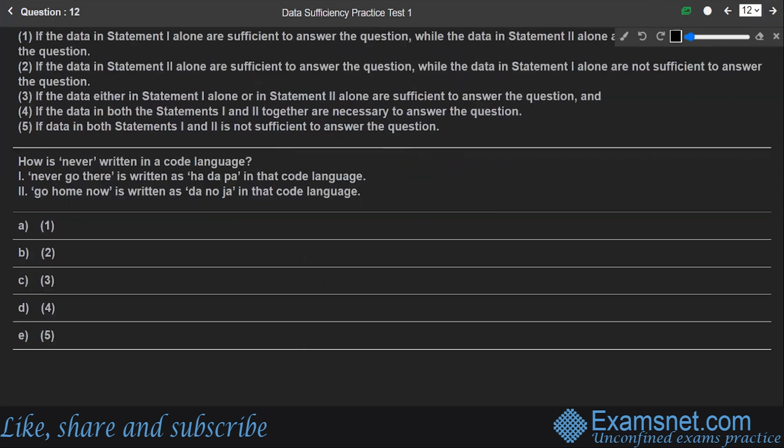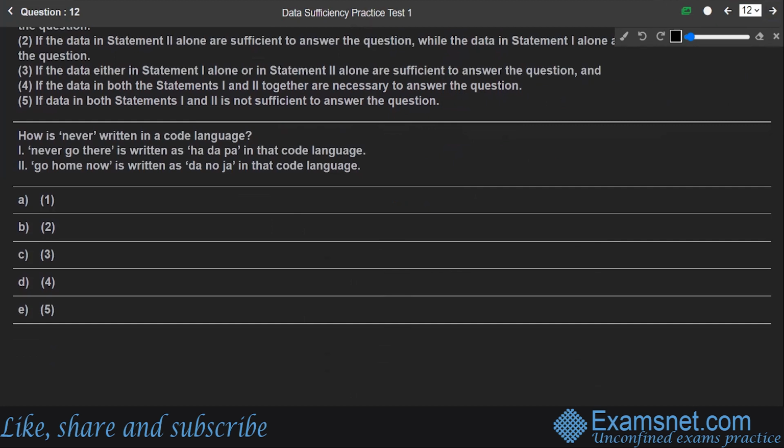Now, with the same set of options, we are supposed to answer a question. How is never written in a code language? Let us see the first statement. Never go there is written as ha da pa. Clearly the code of never doesn't come from this, because the codes are not arranged sequentially, they are shuffled. So the first alone is not sufficient.